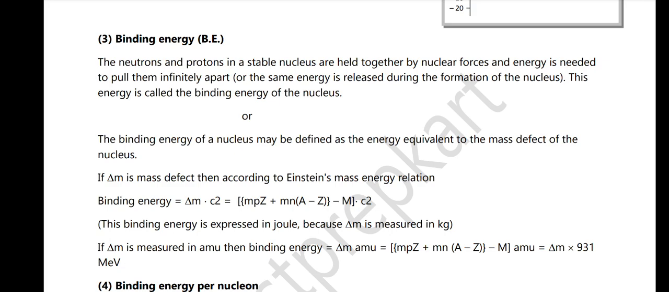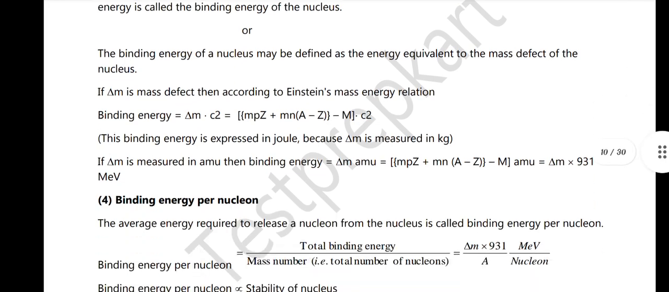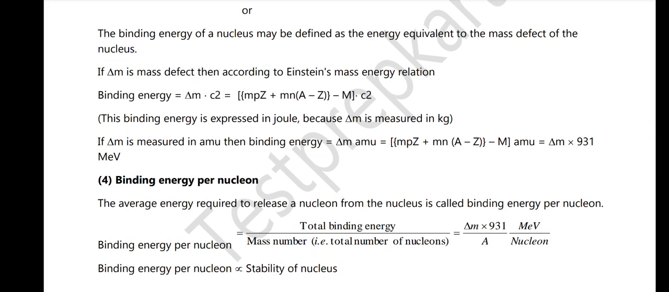And this energy is called the binding energy of the nucleus. We can say the binding energy of a nucleus may be defined as the energy equivalent to the mass defect of the nucleus. Let us take delta m as the mass defect. According to Einstein's mass-energy relation, which I talked about in the start, E is equal to mc squared. The binding energy is expressed in joules, as you know. If delta m is measured in atomic mass unit, then binding energy is equal to delta m into 931 MeV.